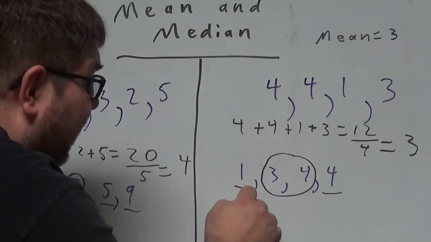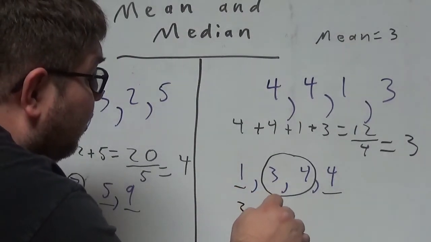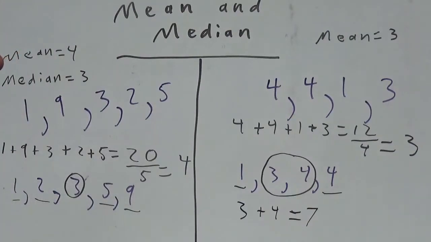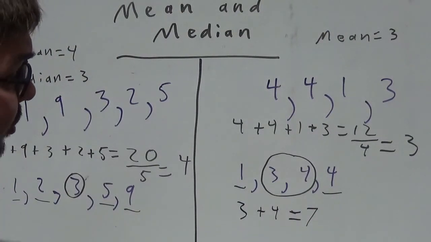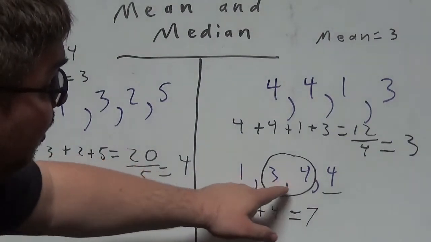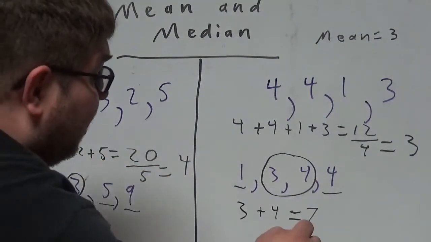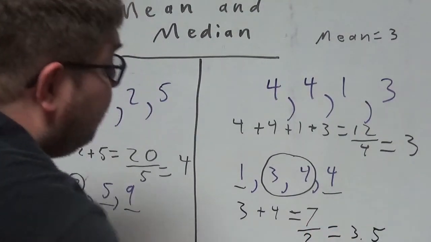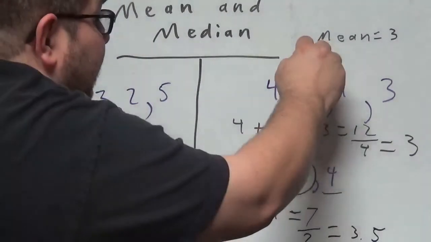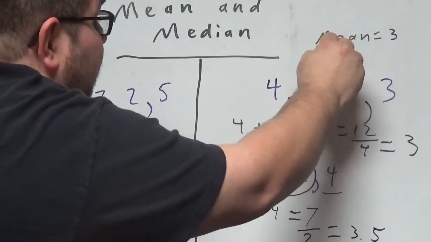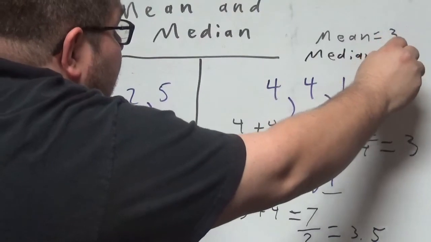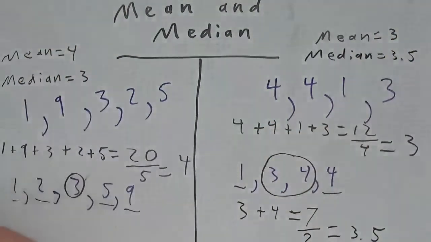So I take 3 and 4, add them together, and I get 7. Well, how many data points am I using to get 7? I'm using 2, the 2 middle numbers. I divide by 2, and I get 3.5. So the median is 3.5.